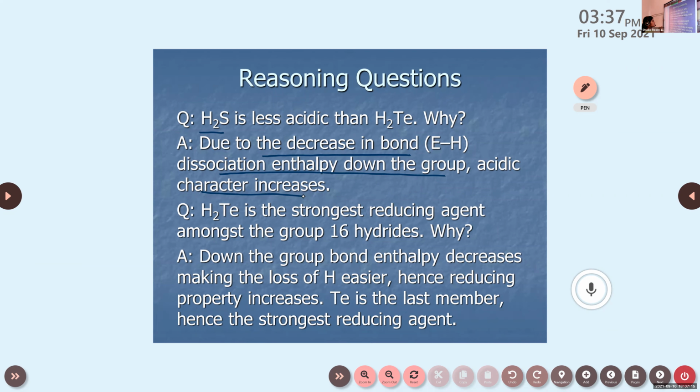They are ready to donate H+ ions more easily because a small amount of energy is required. The next question: H2Te is the strongest reducing agent among the group 16 hydrides. Why? Down the group, bond enthalpy decreases, making the loss of hydrogen easier. Hence the reducing property also increases. Tellurium is the last member, hence the strongest reducing agent. Clear, children? That's related to the reaction with hydrogen. I will share the slides to the group, no need to worry.